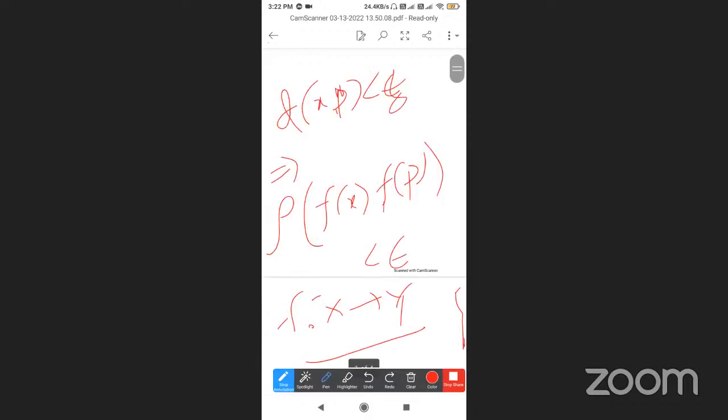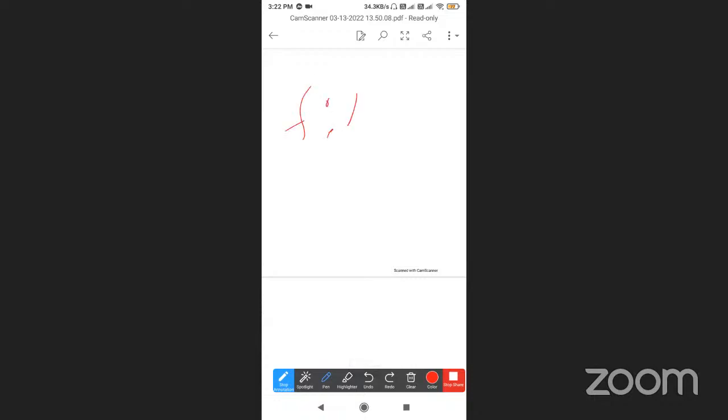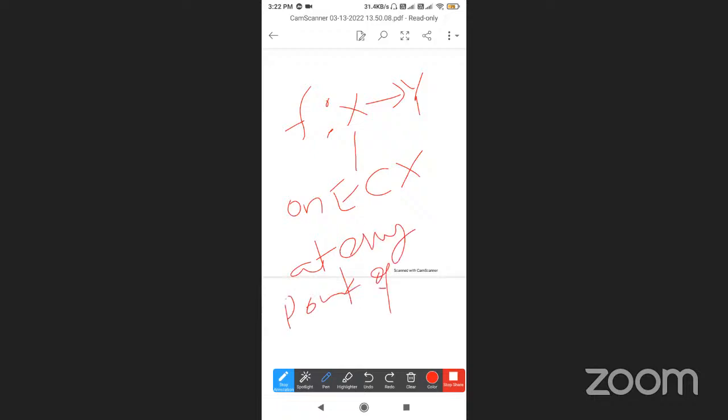Note 1. F is said to be continuous on E, then f is continuous at every point of E. Here f is a mapping from X to Y, and E is a subset of X. If p is any point of E, then p is either a limit point or an isolated point of E.